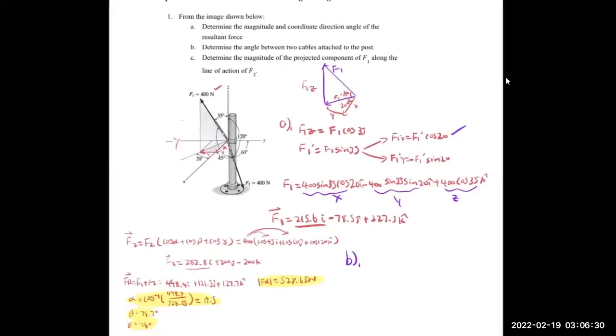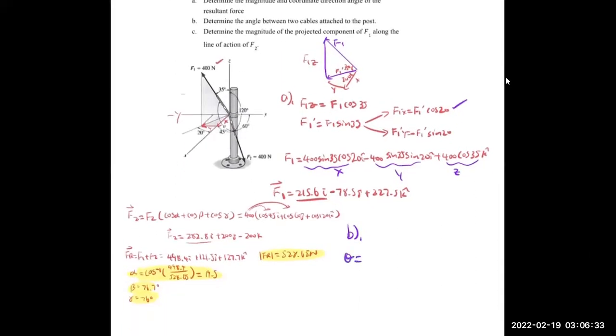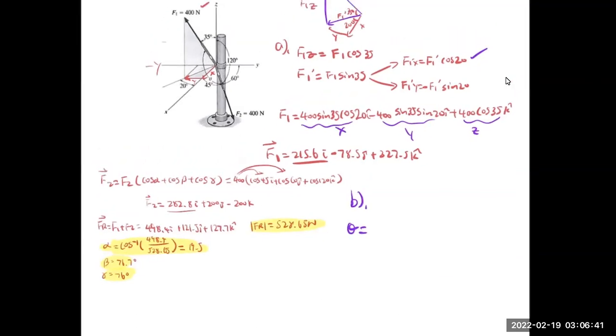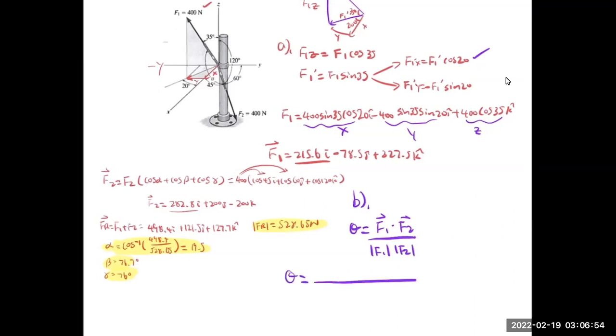Theta, and this process right here is what's called the dot product. So theta is equal to the F1 vector multiplied by the F2 vector, and then the magnitudes of the F1 and F2 vectors.